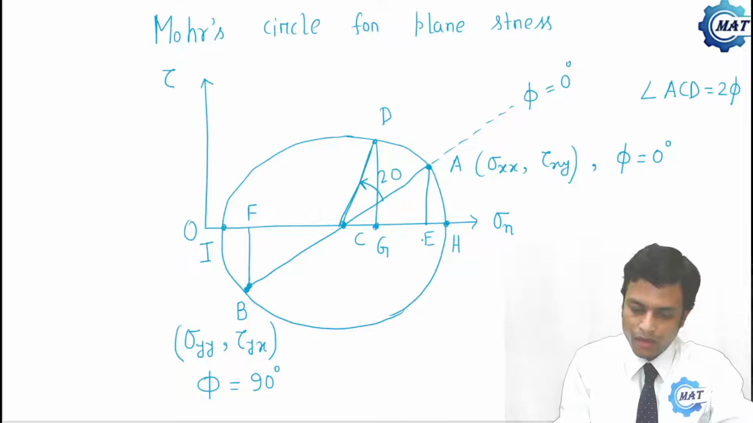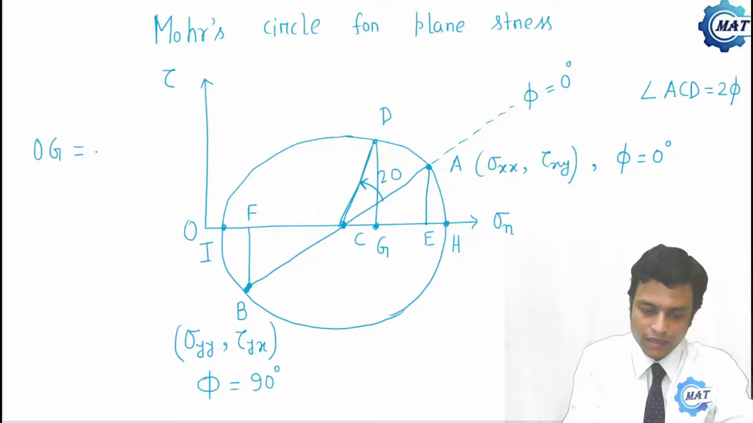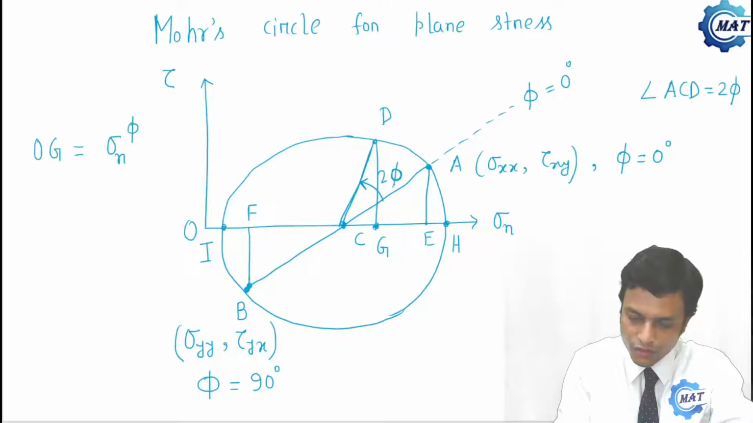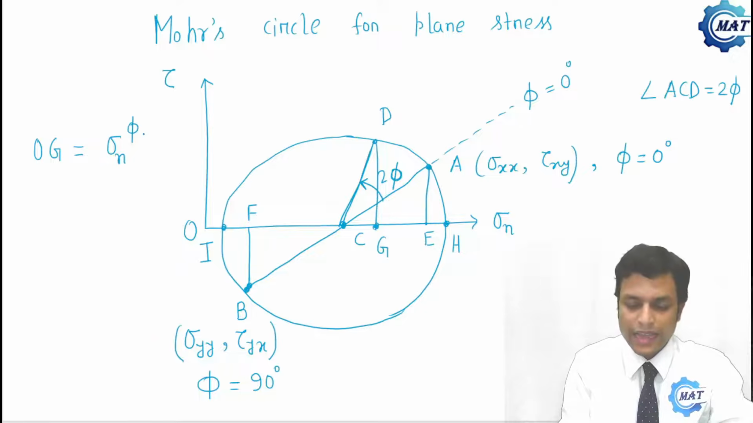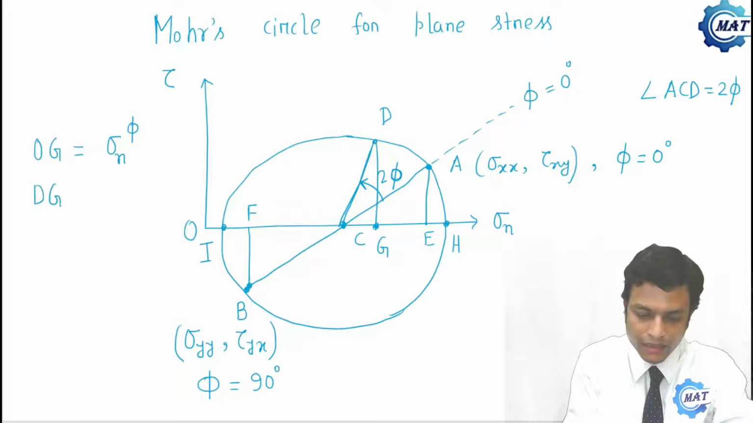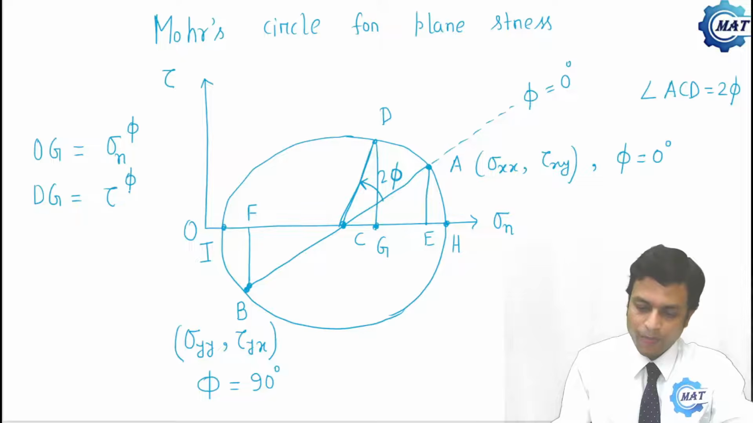Then OG is the sigma coordinate of point D, the sigma n at phi. At plane phi means, sorry, this angle is 2 phi. Phi is the plane whose normal makes an angle phi to the x, and DG gives tau at phi. So this is the construction of Mohr circle.